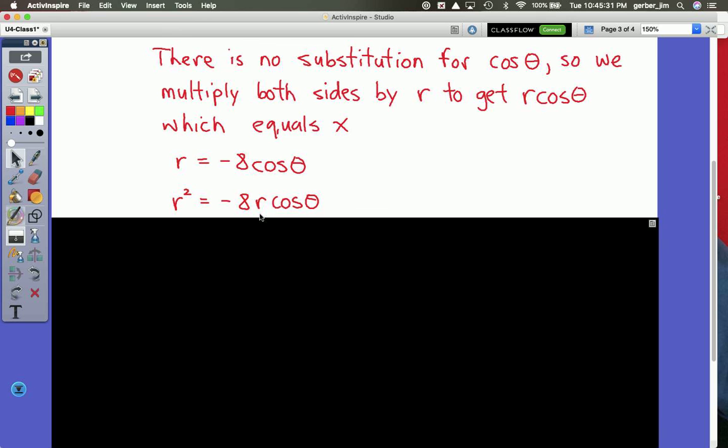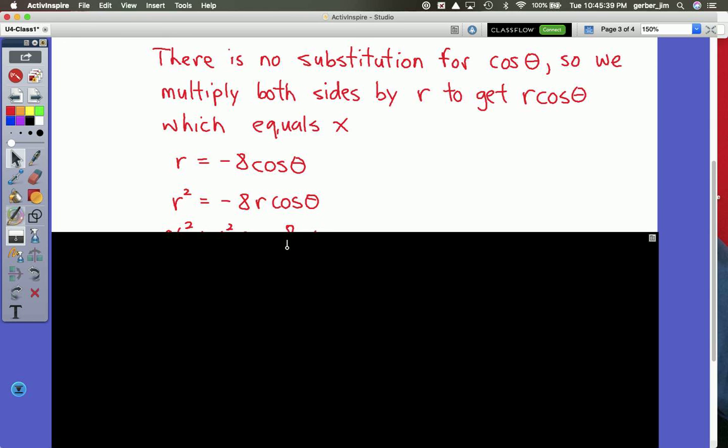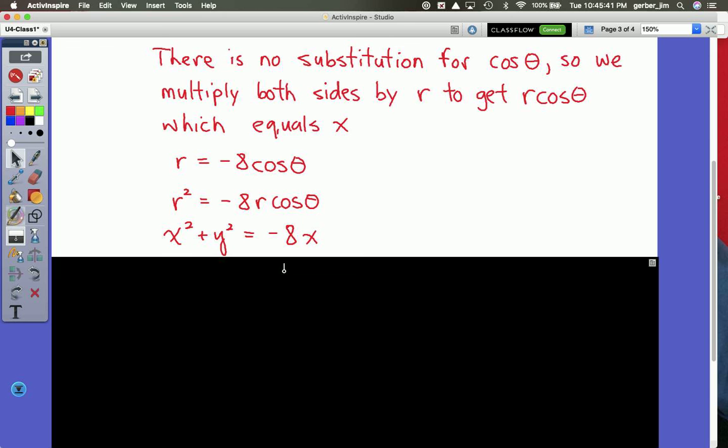And that might not look better, but it is. Because r squared I know is x squared plus y squared, and r cos theta I know is x. And so this just becomes this. And that's actually quite a lot nicer. I can do a little bit of work. I hope that you recognize this as a circle. Okay, x squared plus y squared. So that's a circle. And if I wanted to graph it, I could put it into standard form.